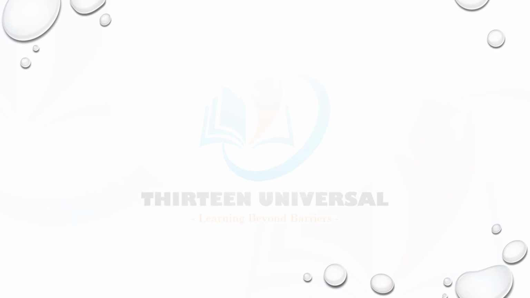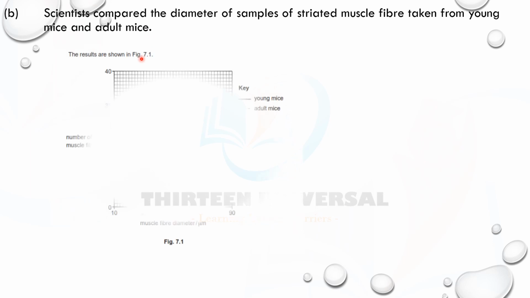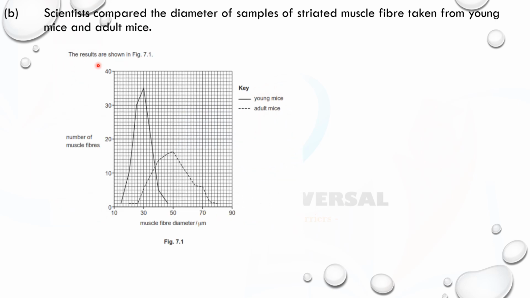Let's go to another question quickly. Scientists compare the diameter of samples of striated muscle fibers taken from young mice and adult mice. The results are shown in fig 7.1. This is the number of muscle fibers, this is the muscle fiber diameter, and you can see the key.